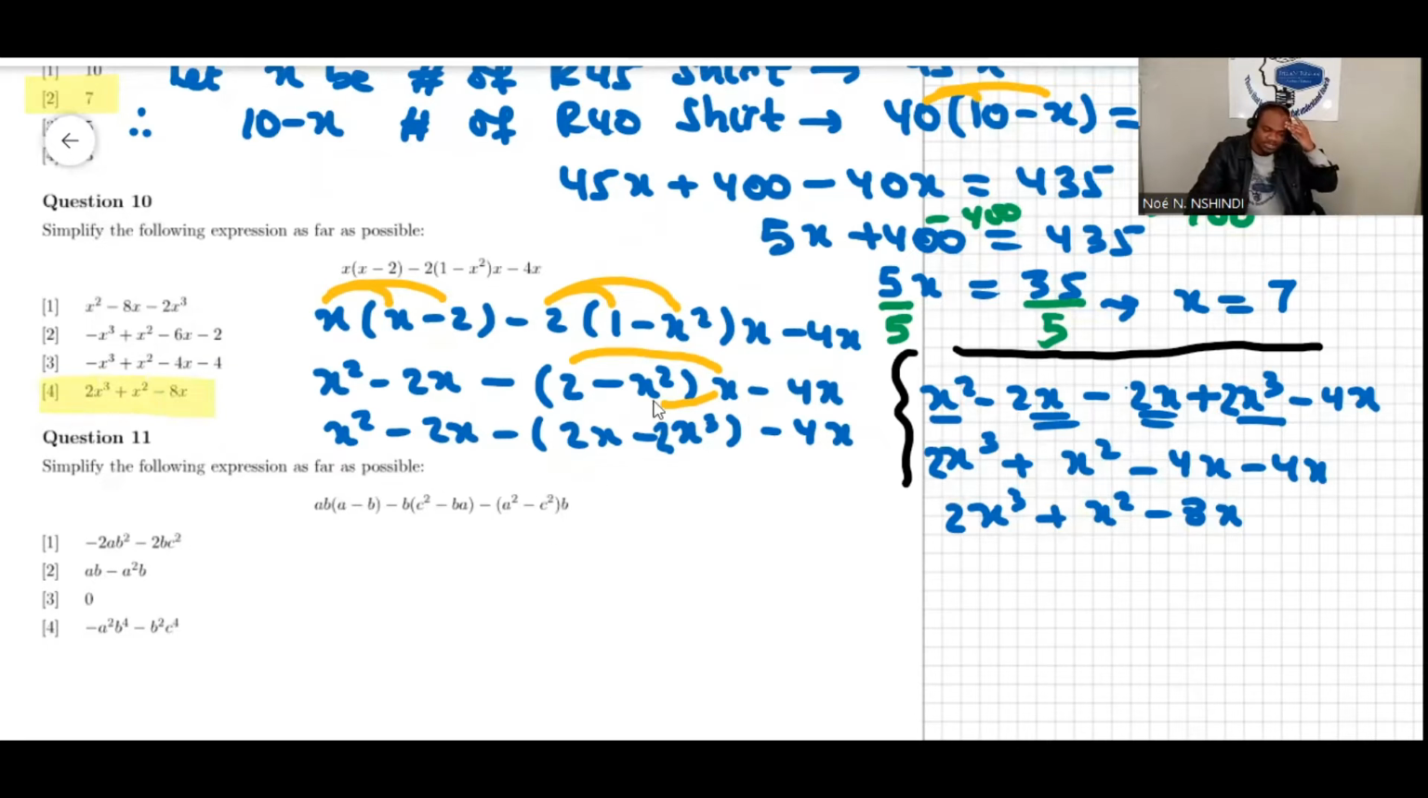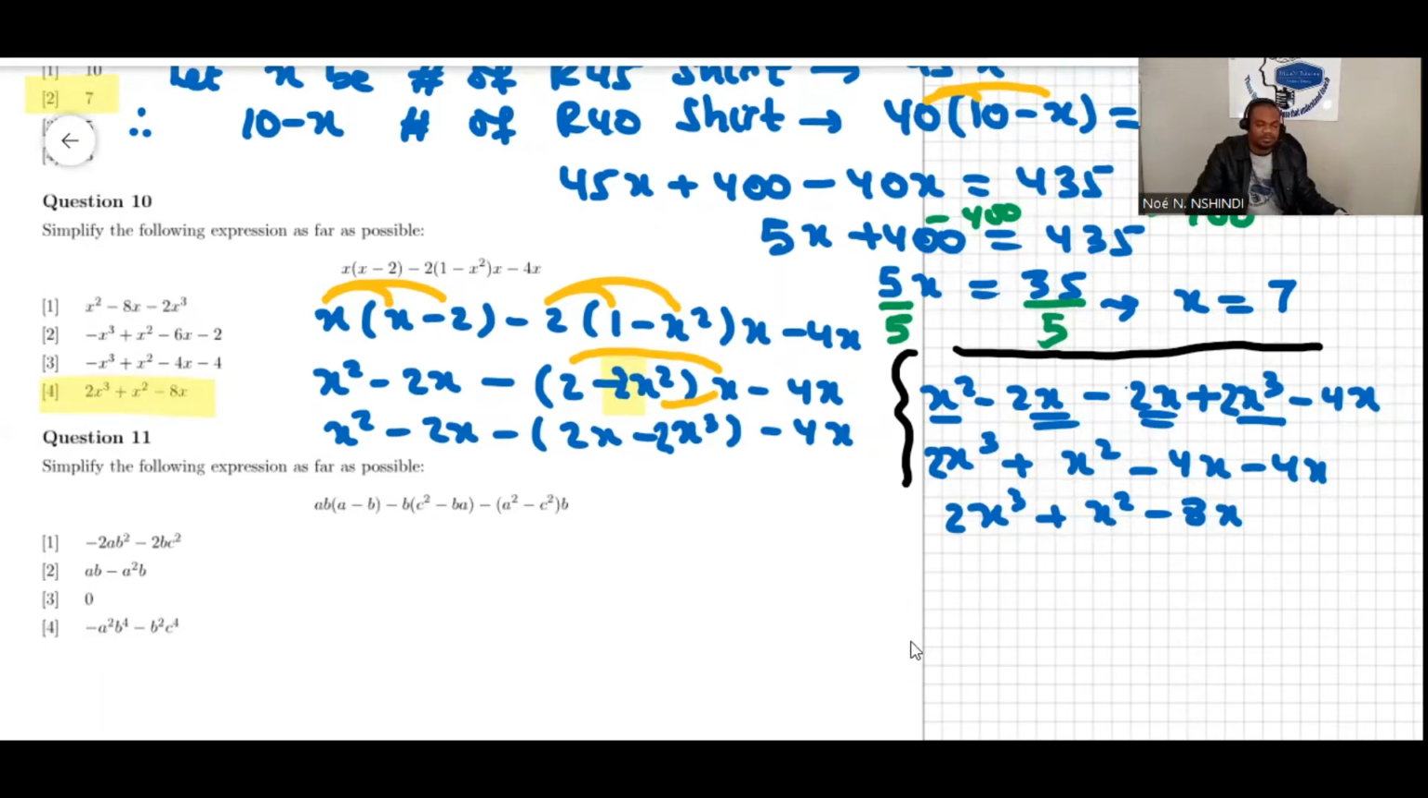Because 2 times 1 makes 2, and then 2 times, that's supposed to be 2x squared here. I didn't write 2 over there. I didn't write 2 over here. Yes, it was supposed to be like that. When we drop the brackets, the negative will change, this becomes positive, and then this, it is alternative 4.